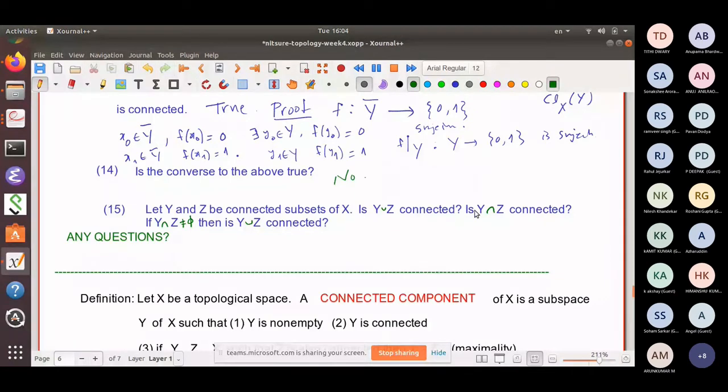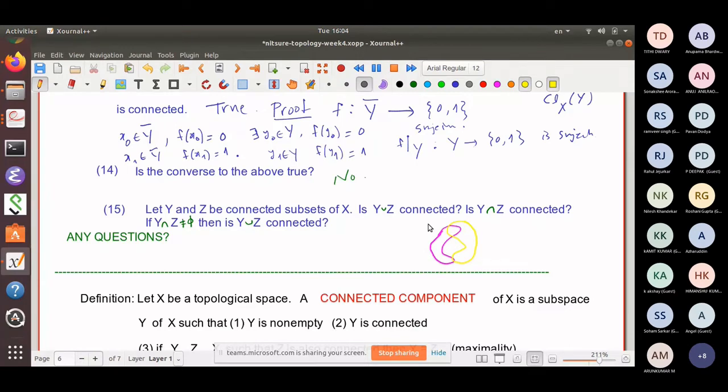And how about Y intersection Z connected? Is the intersection of two connected sets connected? Yes, sir. Somebody is saying yes. Okay, I'm going to draw two connected subsets. Sir, no. Okay. Yes, sir, that's correct, that is right. I'm Tithi, not Sonakshi. Tithi, great. Wonderful. Whatever names you tell me, I have no way of knowing.